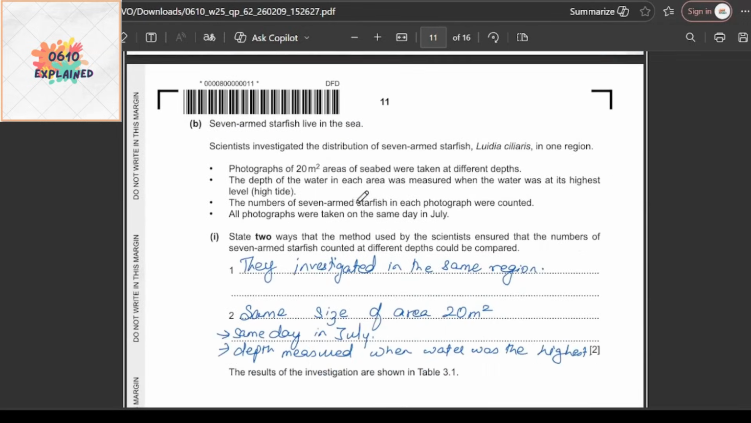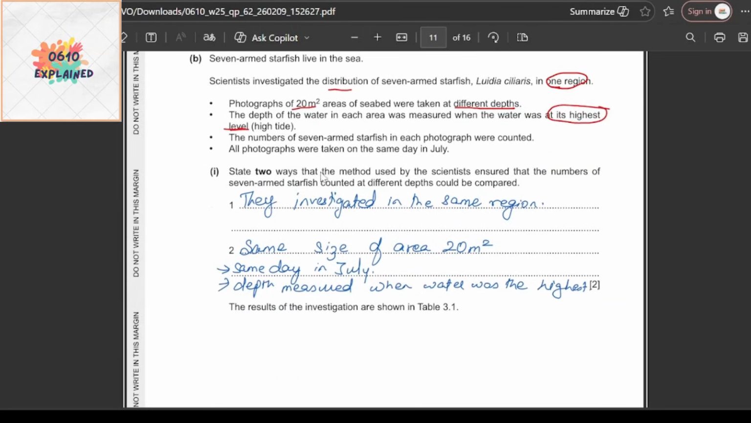So moving to the further question. Seven-armed starfish live in the sea. Scientists investigated the distribution of the seven-armed starfish in one region. Photographs of 20-meter square areas of the seabed were taken at different depths. The depth of the water in each area was measured when the water was at its highest level, that's during a high tide. The number of seven-armed starfish in each photograph was counted.